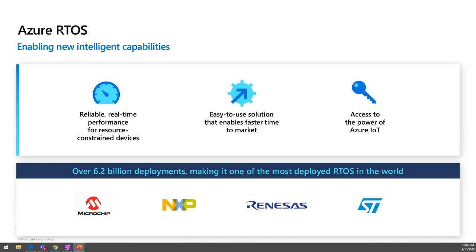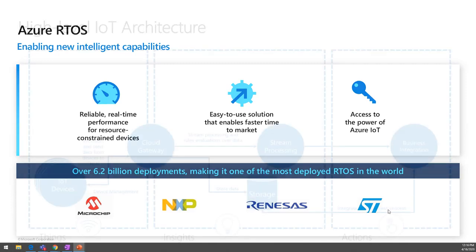And so it makes it an easier solution for you to go from pilot to production, and access all of the power of Azure IoT of what we've talked about in the past. It connects directly to Azure IoT Hub, and it can also connect indirectly to Azure IoT via IoT Edge as well. And you can see we have a couple silicon partners for that.